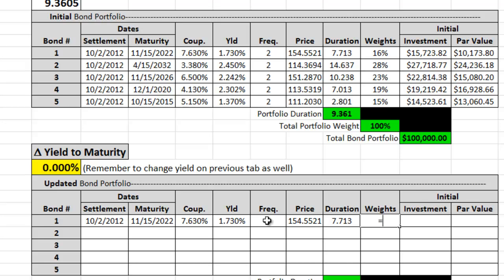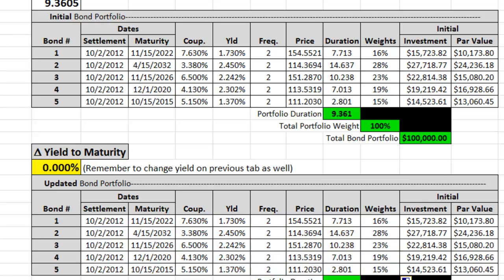Okay, and for the weights, I just want to make it exactly equal to up there. And then I'm pretty sure I can just copy and paste all these formulas down. I probably could have copied and pasted those other formulas as well. So, okay, at this point I should be able to just drop and drag and we're good to go.